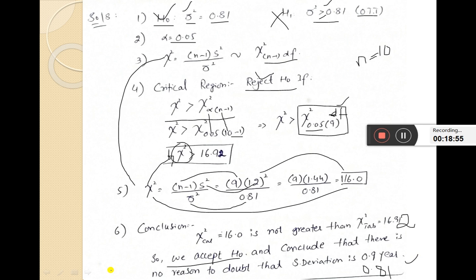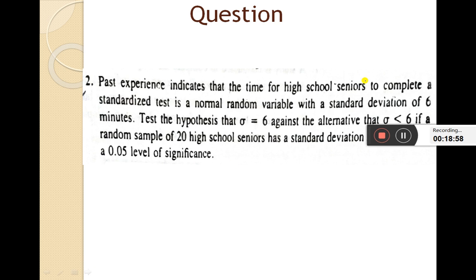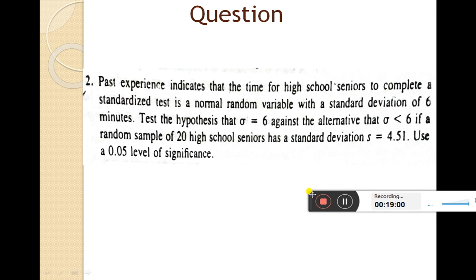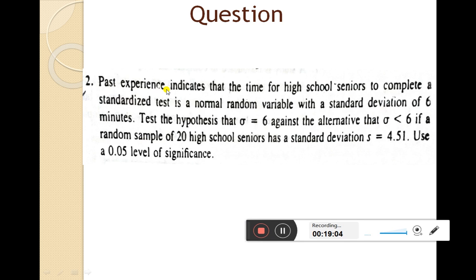Now solving one more question will make your idea even clearer. I have taken this question from the book. Past experience indicates that the time for high school seniors to complete a standardized test is a normal random variable with a standard deviation of 6 minutes. Test the hypothesis that the standard deviation is 6 against the alternative that sigma is less than 6. That means H naught, as already given, is sigma equal to 6, and you can convert it into variance, which becomes 36. So H naught is variance equal to 36 and H1 is variance less than 36.